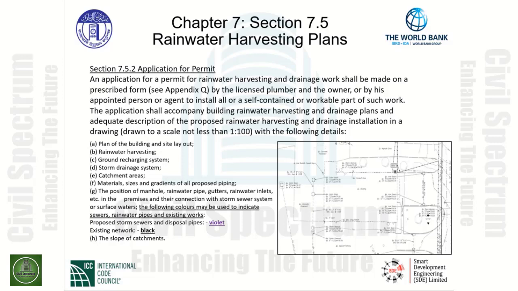This gives a pretty detailed list of what is required along with the permit. This will give a clear distinction, routing, type of materials, equipment, and any other appliances that may be part of the rainwater harvesting and drainage system for review and approval by the authority.